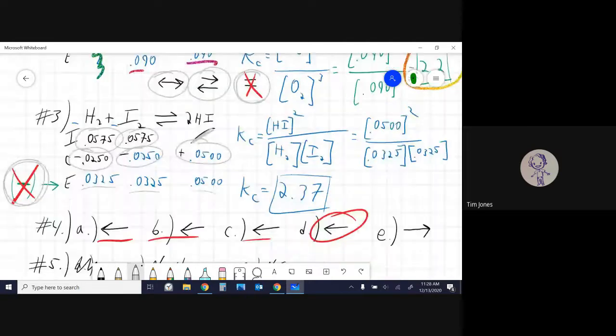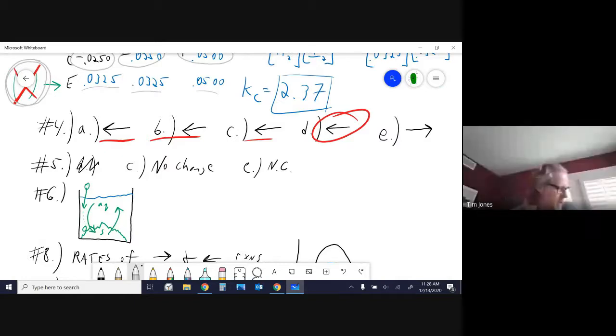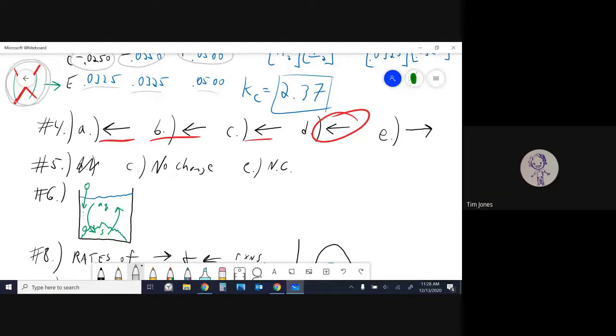After this, we go into some shifting problems. And the basic idea here is that if the reaction's at equilibrium, the forward and reverse rates are equal. If you do something, typically referred to as a stress, if you stress the system, it will do what it can to undo the stress and get back to equilibrium.